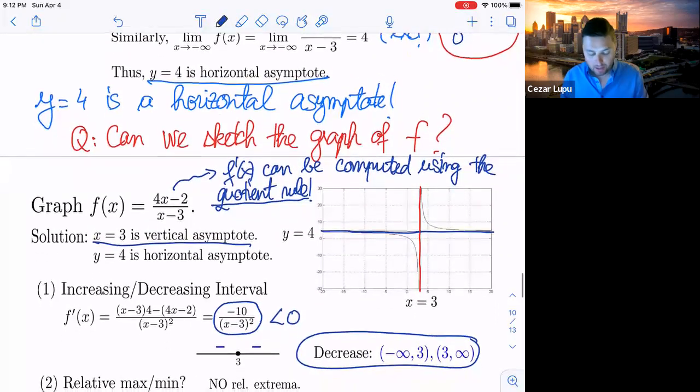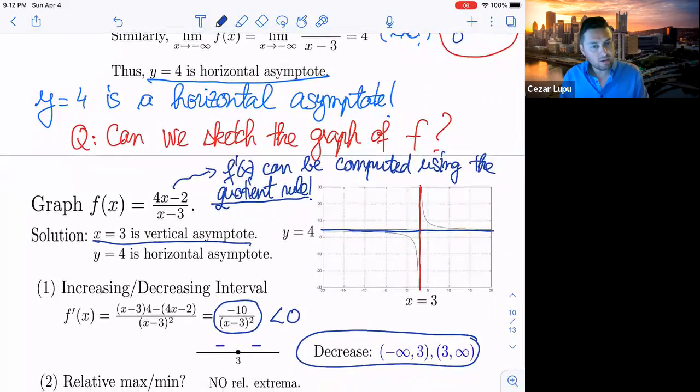All right, great. What about relative min or max? Well, it looks like there are no relative extrema since the equation f prime of x equals 0 does not have any solutions.